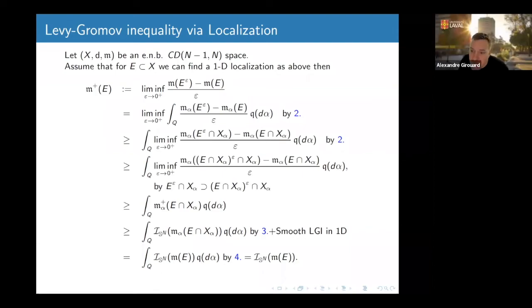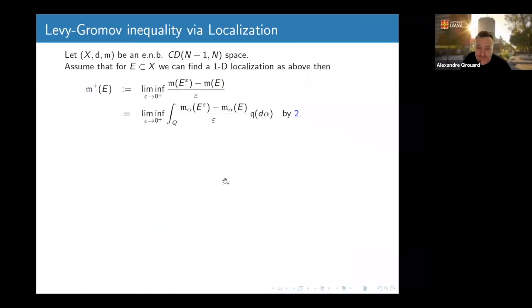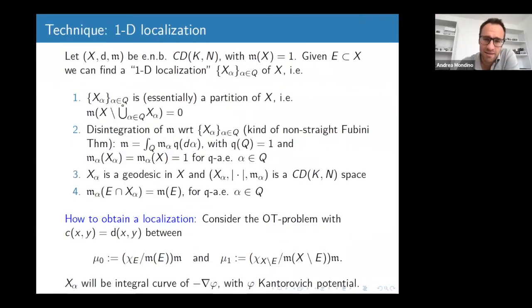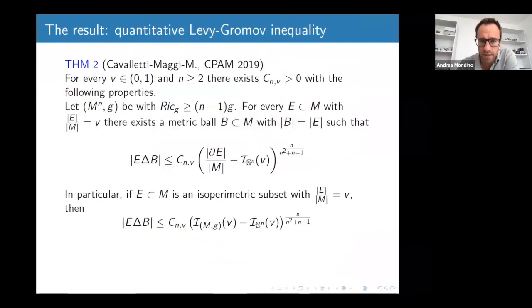Andrea, there's a question in the chat by Dagwan Chen. He's asking if the power 1 over 6n plus 4 in the quantitative isoperimetric inequality is optimal. I don't guess so. I don't think it is going to be optimal. Let me go back. But I guess it is kind of asymptotically optimal. So let me explain what I mean.